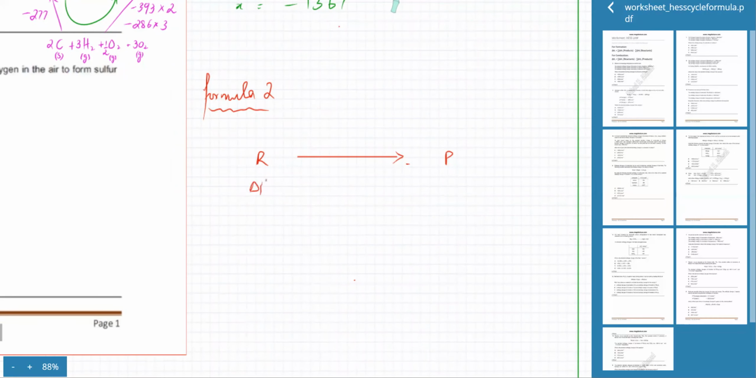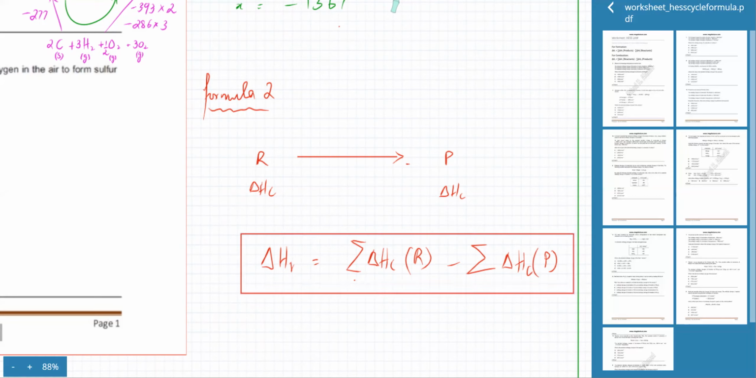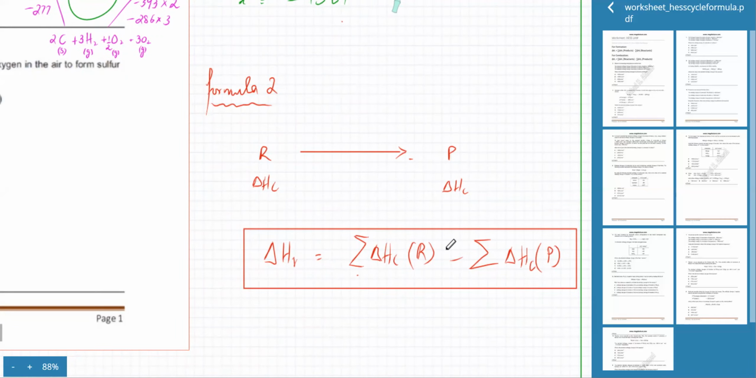Now, what if you know the enthalpies of combustion of the reactants and you know the enthalpy change of combustion of the products? Then your formula is that the enthalpy change of this particular reaction is going to be the sum of the enthalpies of combustion of your reactants minus the enthalpies of combustion of the products. So this over here is going to be the formula for this question. This is the second formula, and the second formula is reactants minus products. But for this formula, you need to know the enthalpies of combustion.